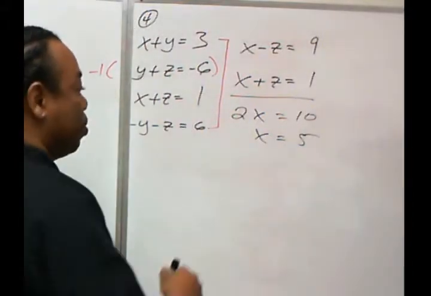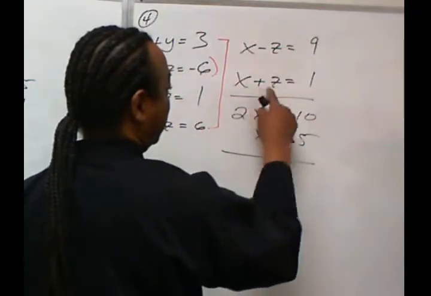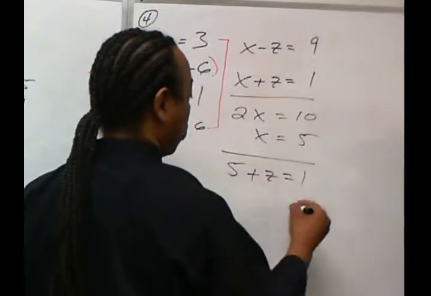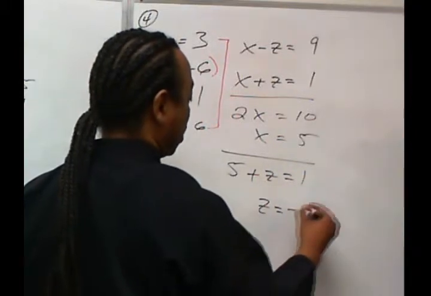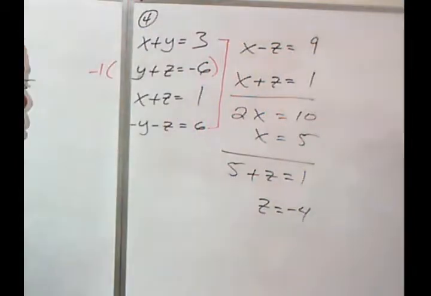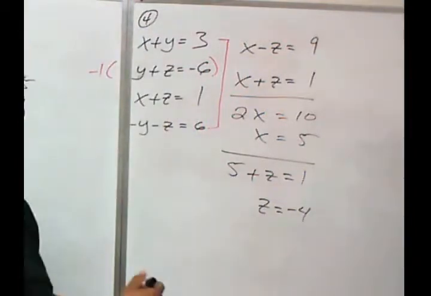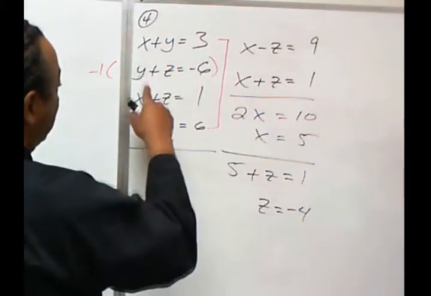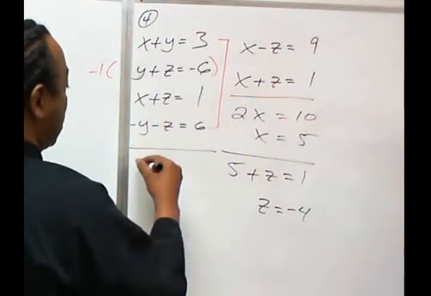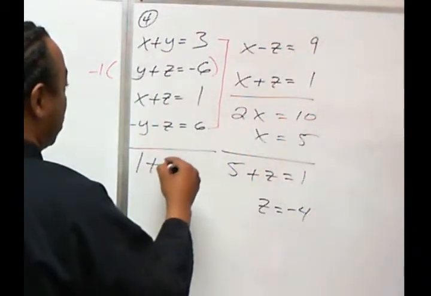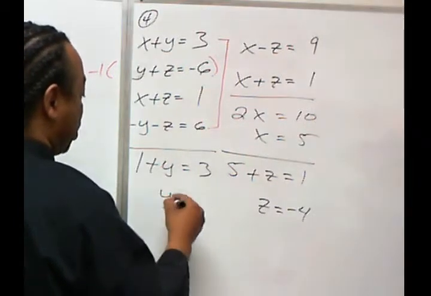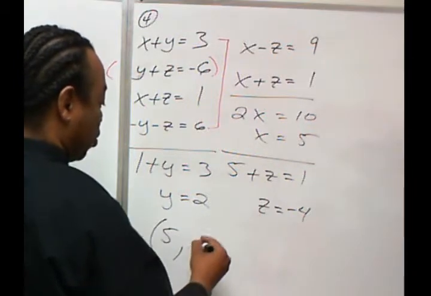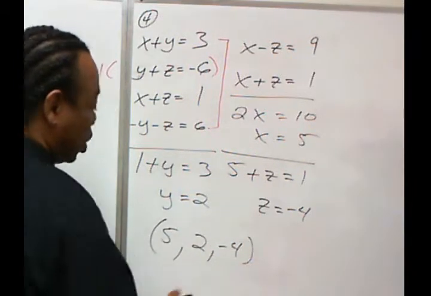Well, if x is 5, and I know that x plus z equals 1, I can use substitution, make this 5 plus z equals 1, and this implies z is negative 4. From here, I can back up to the original problem, and to find out what y is, I see that x plus y equals 3. I can replace x with 5, so 5 plus y equals 3, and this implies y is 2. So the solution of the system will be x is 5, y is 2, and z is negative 4.